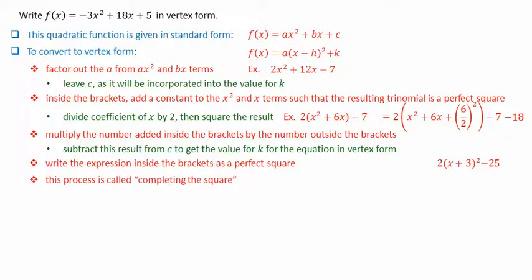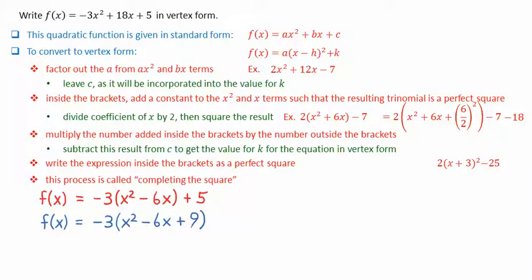This process is called completing the square. Note that we're creating a perfect square, which is required for an equation to be in vertex form. For our example, f of x equals negative 3 times (x squared minus 6x) plus 5. Note here that we are factoring the negative 3 out from the negative 3x squared plus 18x. We're leaving the 5 by itself as it will get incorporated into the k value in vertex form.